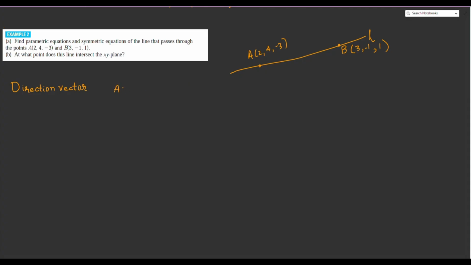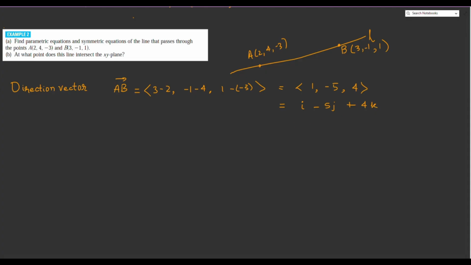Since we are given 2 points, we can find the direction vector between the 2 points. We know that it is given by final minus the initial. So we get 3 minus 2, that is the final point minus the initial point, then minus 1 minus 4, and then 1 minus minus 3. If you simplify this, you will get 1, minus 5, and minus minus becomes plus, so 1 plus 3 equals 4. This vector can also be written as i minus 5j plus 4k. So this is our direction vector.